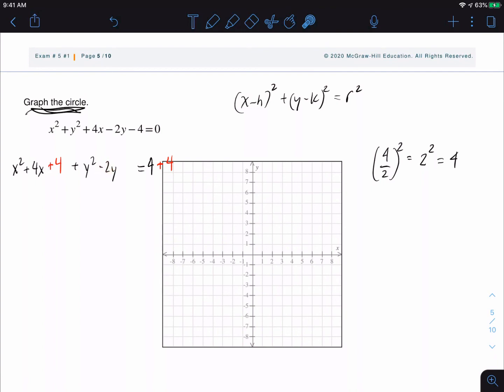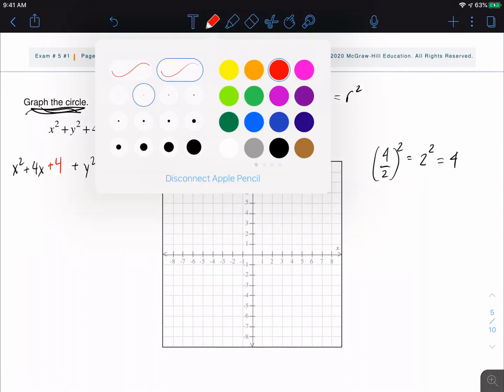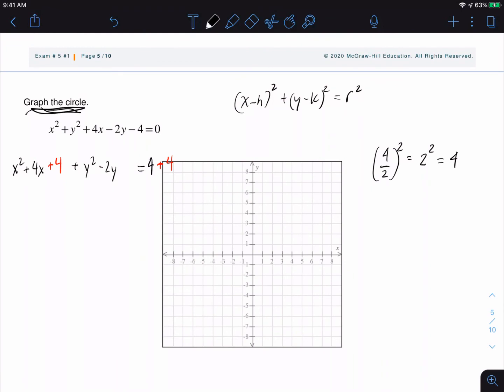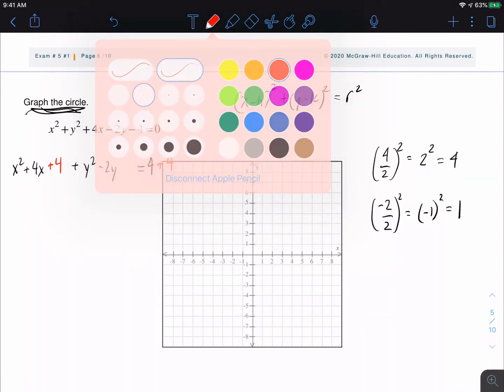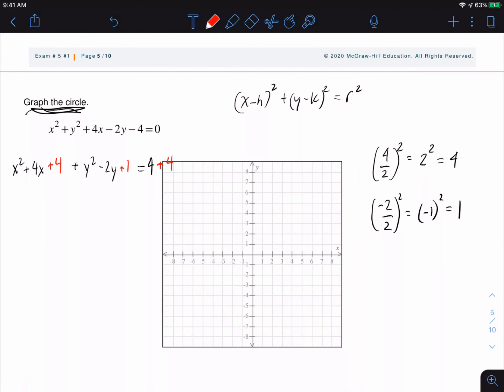Now, here, this is a -2. I'm going to do the same thing for it. So I'm going to go -2 divided by 2, and then I'm going to square. Well, what's -2 divided by 2? Isn't that a -1? I'm going to square it and get 1. So that tells me I'm going to add 1 here. So I've got to add 1 to the other side. Are we okay?